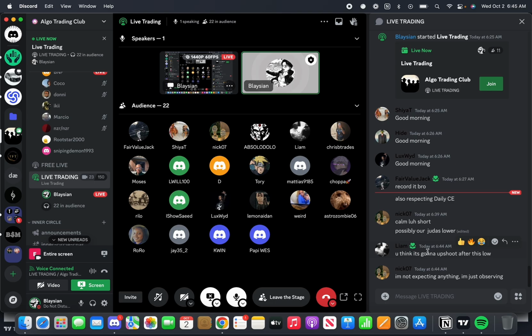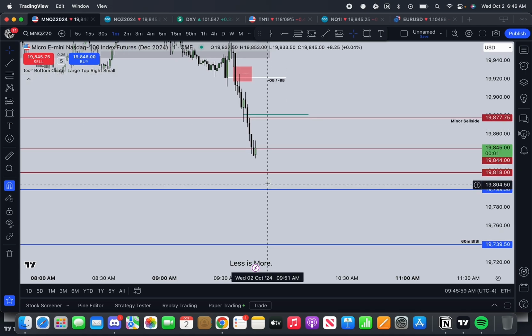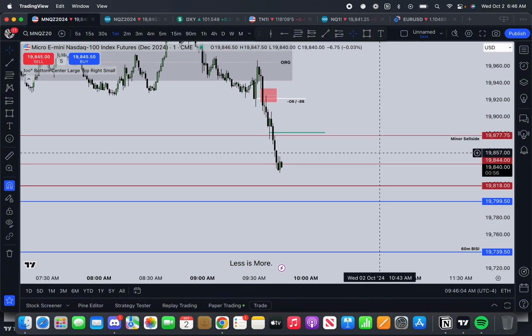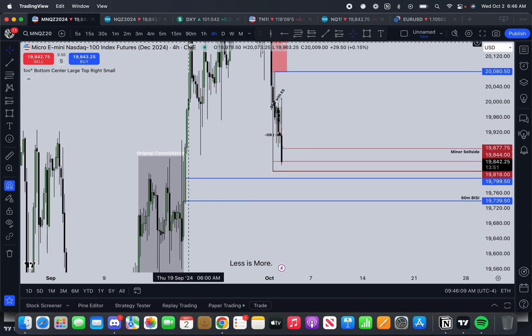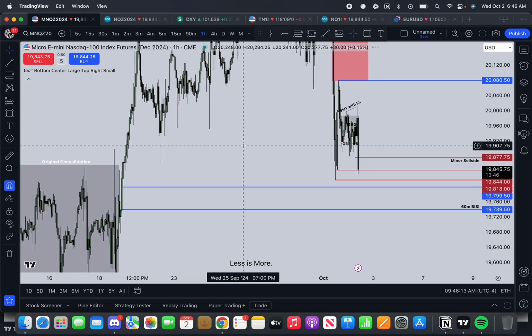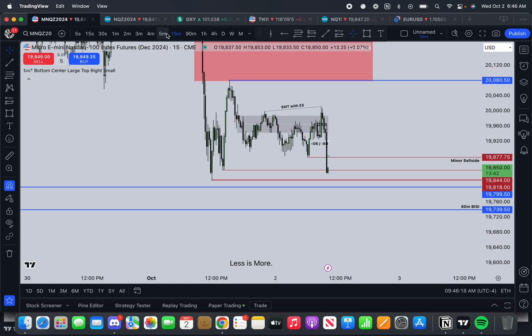Do I think it's going to shoot up? I'm not sure. Maybe we could, but I don't really think so. I think after we come into this 1 hour fair value gap, we might just sit around and not really do much. Or we can have some kind of retracement. But yeah, right now I'm just looking for this 60-minute fair value gap to get hit.